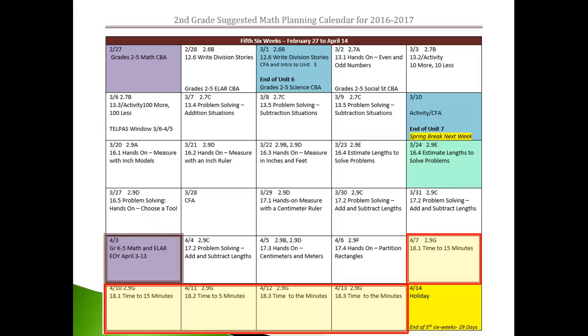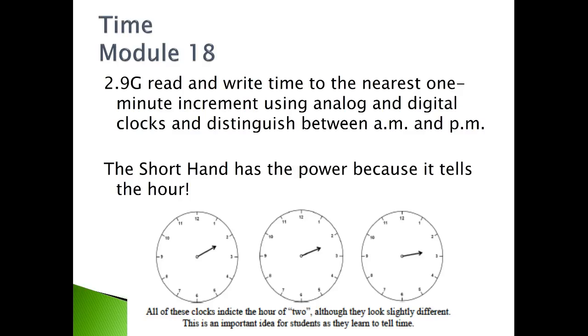And then the last thing you're going to be teaching for this 6 weeks is time. And you'll have 5 days to teach this. The kids have learned to approximate in first grade time to the nearest hour and half hour. You're going to have kids reading and writing time to the nearest 1 minute increment using an analog clock and a digital clock. And notice they also have to distinguish between AM and PM. So all these are new concepts to your kids. So remember to tell them the short hand has the power because it tells the hour. That's what they learned in first grade as well. So make sure the kids realize it, because sometimes they have a misconception as to which hand tells the hour and which hand tells the minute.